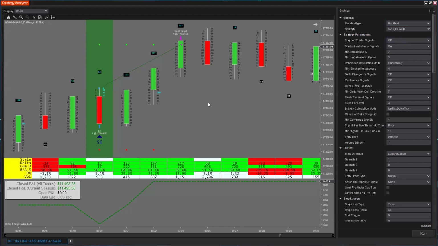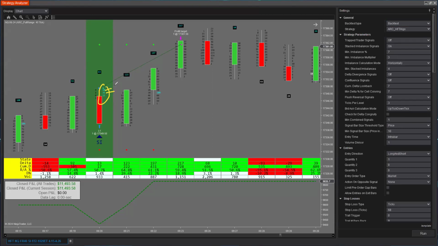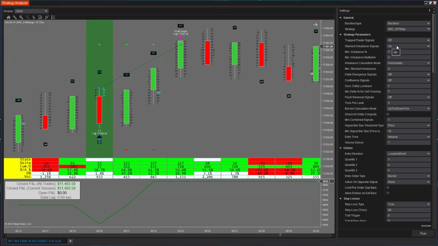Okay, trap traders. Think of it as aggressive traders that got trapped. That's technically a trap trader signal actually as well. So you have 33 contracts, then 18, then 6. What you have is your orders are tapering off and then price closes down. That would be trap traders. So these traders that are trying to buy got trapped, right? So that's trap traders. Again, in the manual, stacked imbalances, that's going to be this right here.